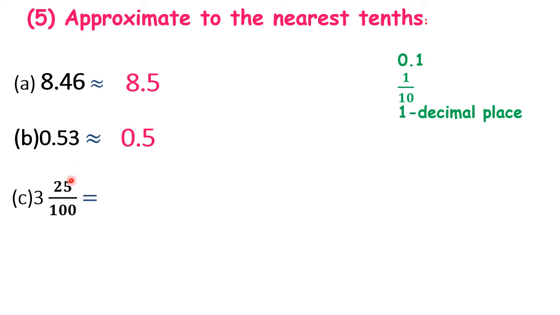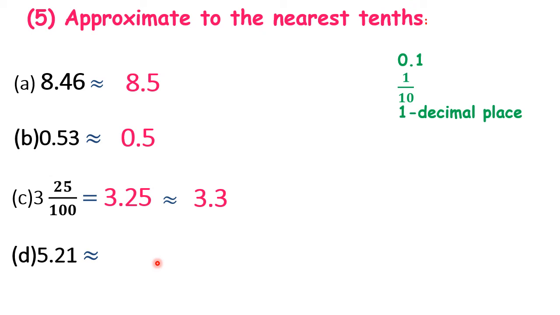C, 3 and 25 over 100. To approximate to the nearest tenth it must be a decimal number. Okay, convert to decimal number, put 3 and put point and put 25 after two decimal places and approximate to the nearest tenth. 2, put line in 2 and look at the 5, strong number, give me 1. Okay, so the approximation is 3.3.